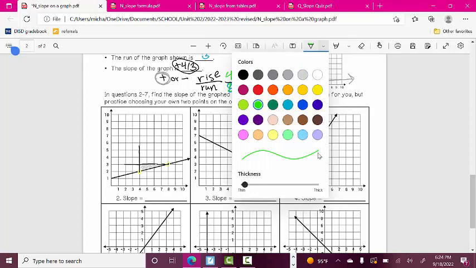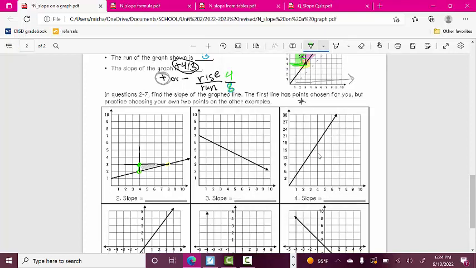The rise goes from here to here. The rise is 1 box. 1 box is going from 2 to 3, which is really a difference of 1. So I know that the rise is 1.